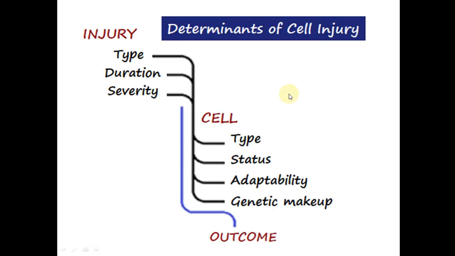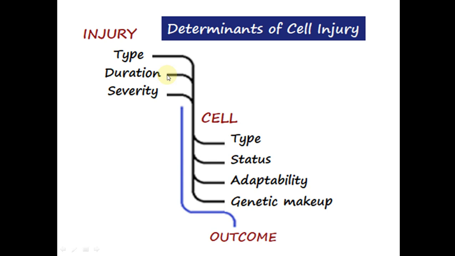Now, the determinants of the cell injury depend on the injury as well as on the cell type affected. The type of injury, the duration for which the injury lasts, and the severity of the injury will determine the outcome in a particular individual. For example, ischemia and hypoxia that stay for shorter durations, and if they are of mild to moderate severity, can result in reversible cell injury. The same is true about small doses of a toxin. But severe injury lasting for longer periods may result in irreversible injury.